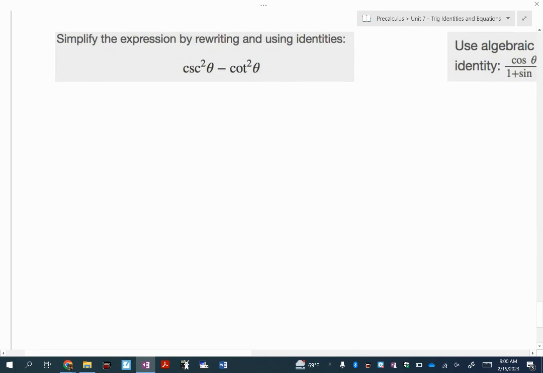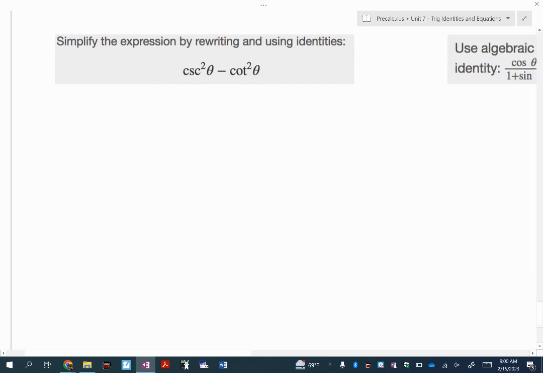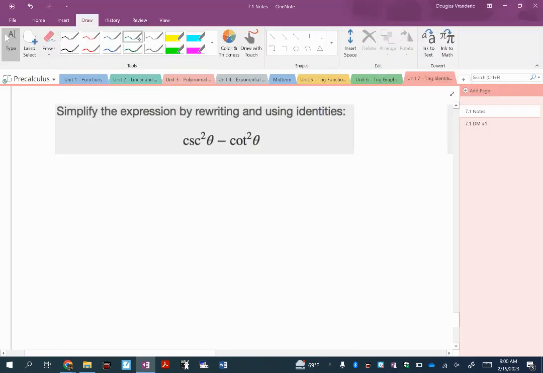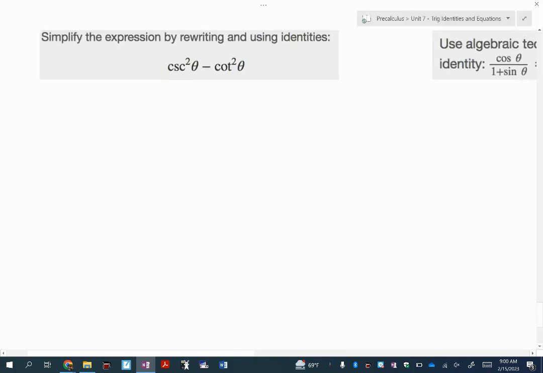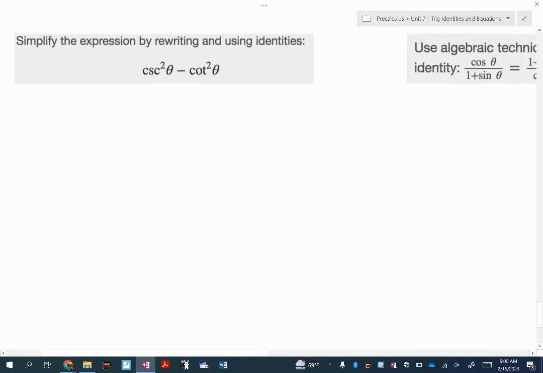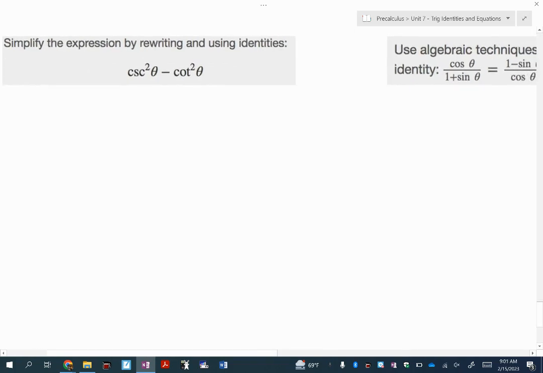Simplify this expression by rewriting and using identities. So for this one, the way I'm thinking is I see cosecant squared, I see cotangent squared. So my thought is maybe it's going to be one of our Pythagorean identities. So I'll do that work to the side here to see if I can manipulate. And sometimes, guys, I'll be honest, I think it is a Pythagorean identity, and then I go to manipulate it, and it just doesn't work. So you've got to get creative. If it doesn't work, maybe try something else.